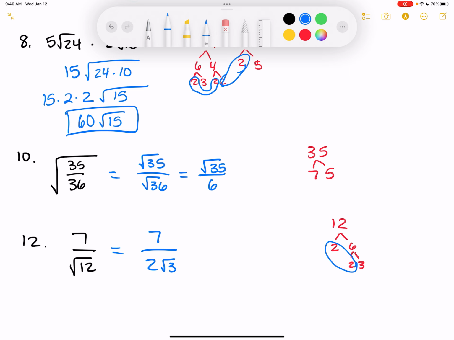But that's not allowed because I still have a square root on the bottom. So I am going to rationalize it by multiplying by the square root of 3 over the square root of 3. It's the same thing as multiplying by 1, which is why I'm allowed to do it. So, on the top, I'm left with 7 times the square root of 3.